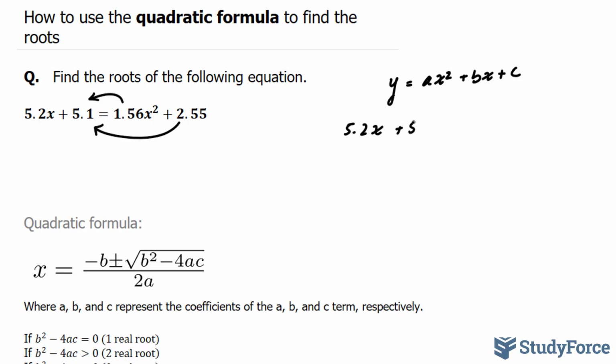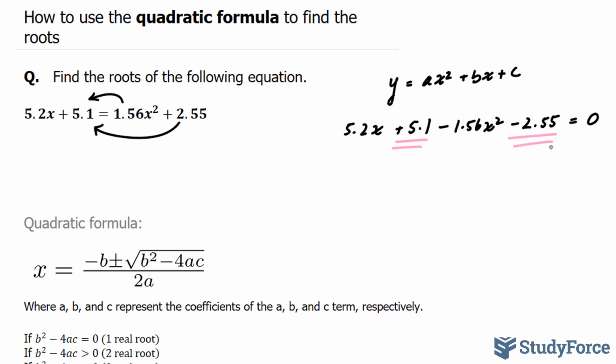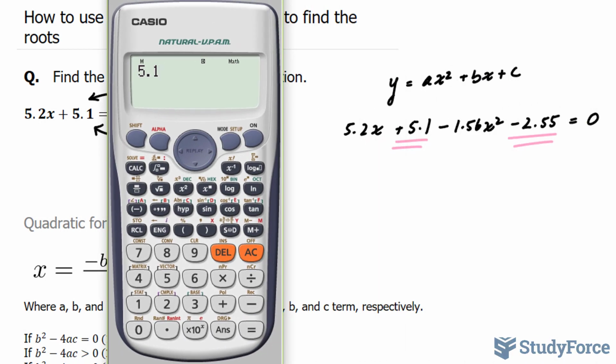5.2x plus 5.1. These two terms haven't changed. This one was positive and this one was positive. They become negative. Minus 1.56x squared minus 2.55 is equal to 0. Next, I'll collect like terms, combining these two using my calculator. 5.1 minus 2.55 gives me positive 2.55. So instead of writing these two terms on their own, I'll write down 2.55 instead.